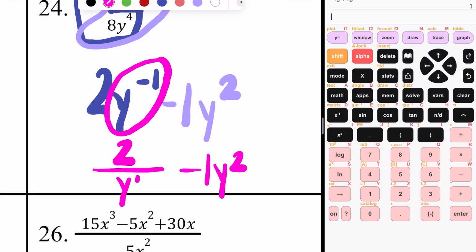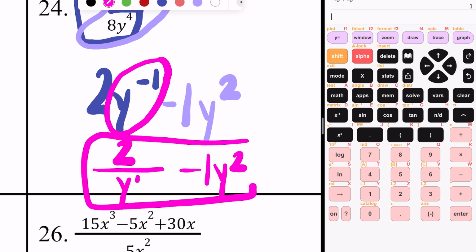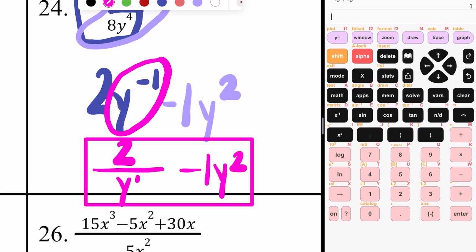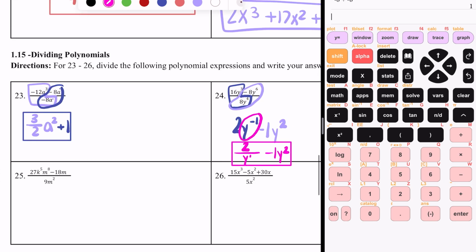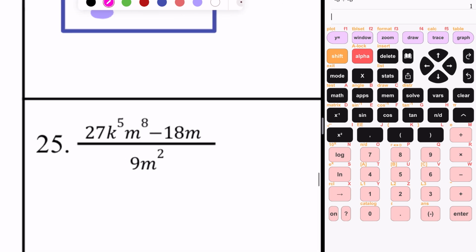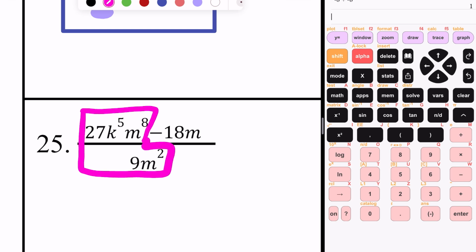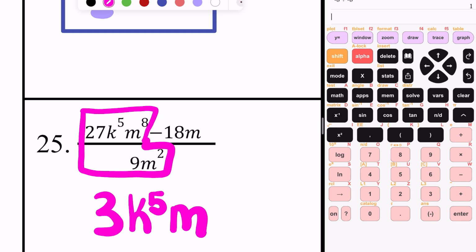All right, let's look at 25. We are going to do this divided by this. 27 divided by 9 is 3. Leave the k to the fifth alone since that's the only k we're working with. M to the 8th divided by m squared would be m to the 6th, since 8 minus 2 is 6.